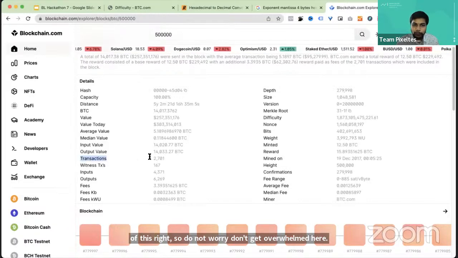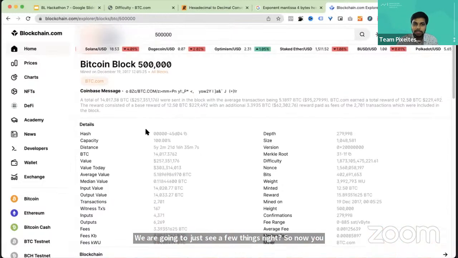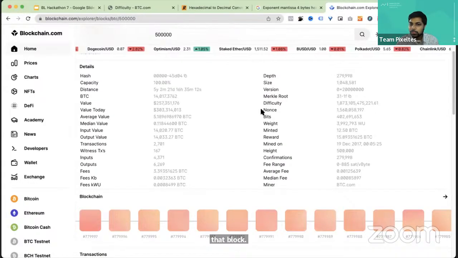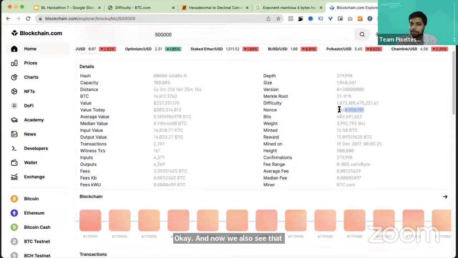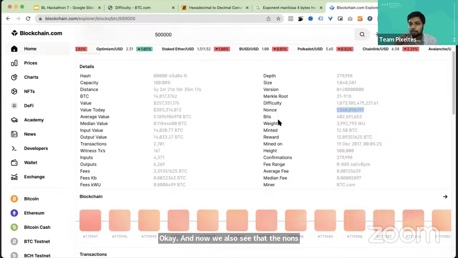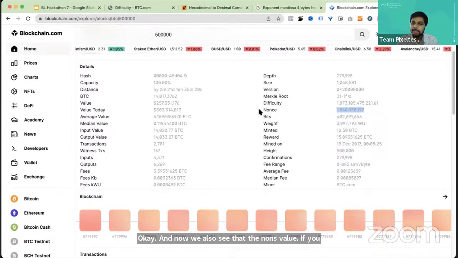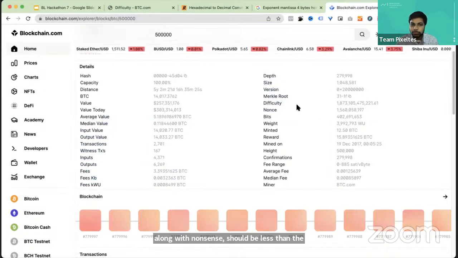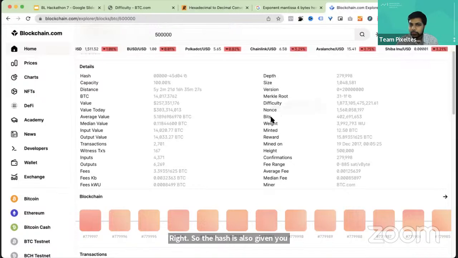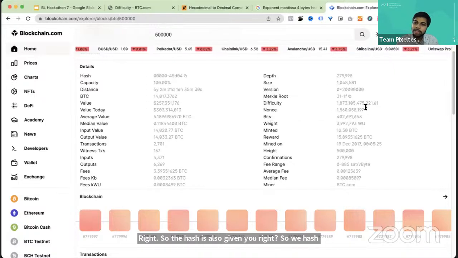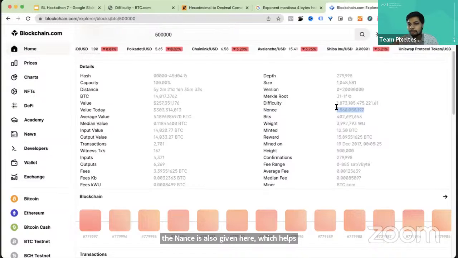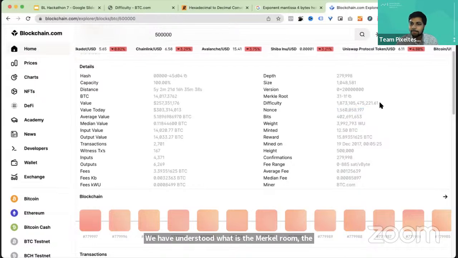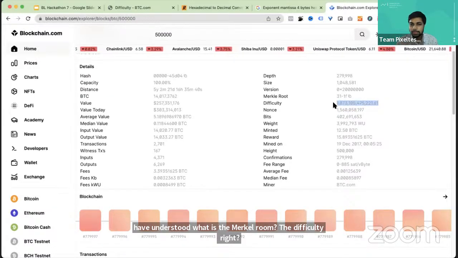Now you can see that this block has 2,700 transactions within it. And we also see the nonce value. If you remember, the hash of the whole of the transactions along with the nonce should be less than the threshold. So the hash and the nonce are also given here, which helps anyone to verify or confirm this particular block. We have understood the Merkle root and the difficulty, and the difficulty is also here.